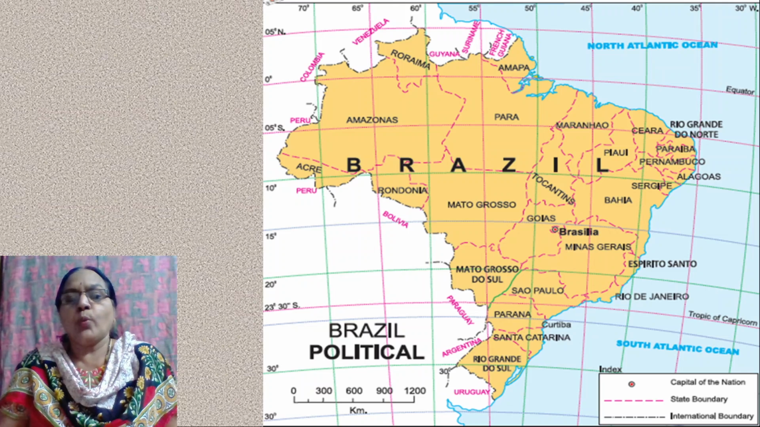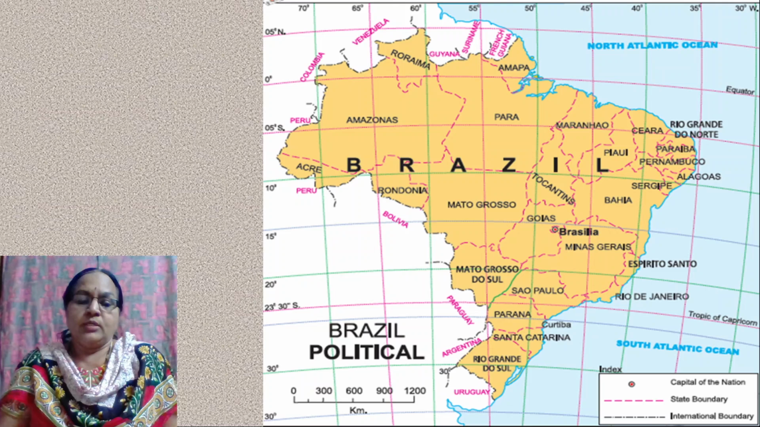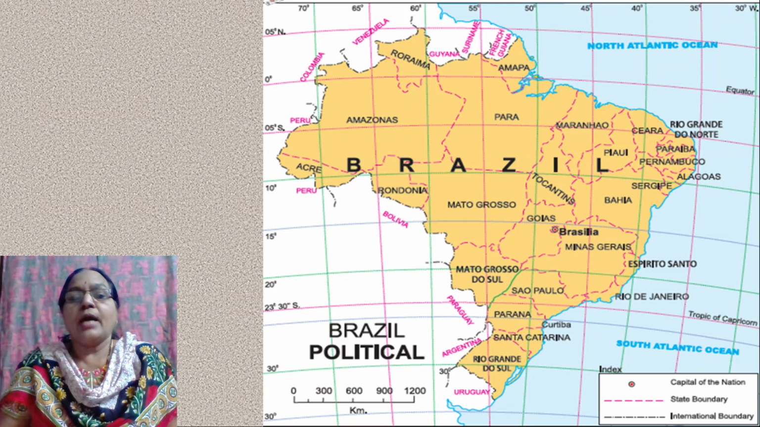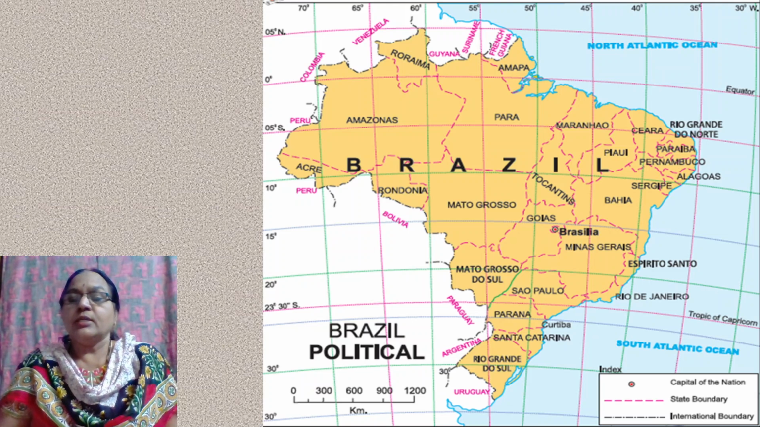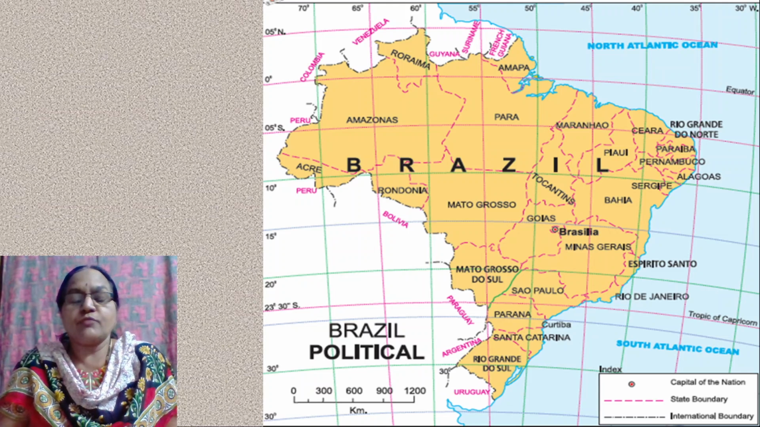Now, here we have the political map of Brazil. We have the Atlantic Ocean to the north, the South Atlantic Ocean to the eastern side. Then on the western side, we have Argentina, Paraguay, Bolivia and Peru. To the north, we have Colombia, Venezuela, and Guyana, Suriname, French Guiana. Then 2 important latitudes pass through Brazil, that is the equator, that is 0 degree, and the 23.5 degree south, that is the Tropic of Capricorn.